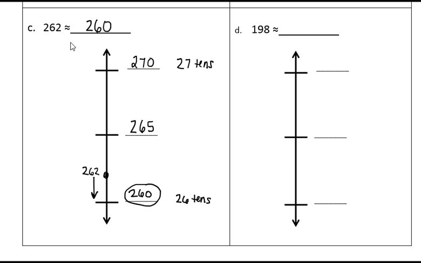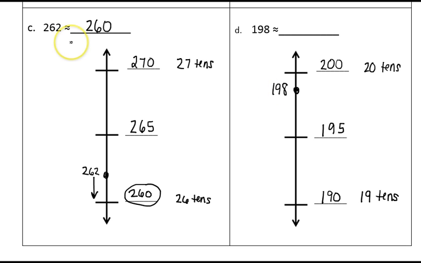And now I have 198. Well, 198 means I have 19 tens, or 190. If I add one more group of tens onto that, I would have 20 tens, or 200. The midpoint between 190 and 200 is 195. Let's place 198 on the number line, about here. Since 198 falls above the midpoint, we will round that up. That means that 198 rounded to the nearest 10 is 200.